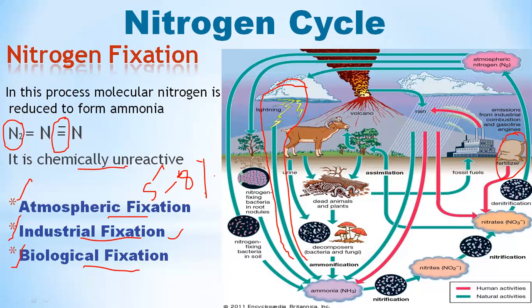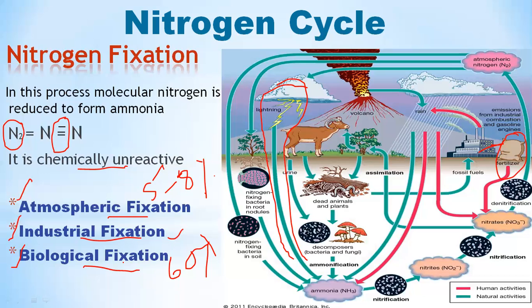Then if we see biological nitrogen fixation, that is done by bacteria, and almost 60% of nitrogen fixation is done by biological fixation. Here the reduction of nitrogen gas to ammonia is energy intensive. 16 molecules of ATP are utilized, and lots of complex enzymes are utilized to break down these bonds.